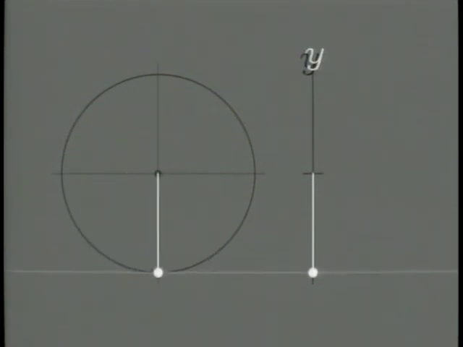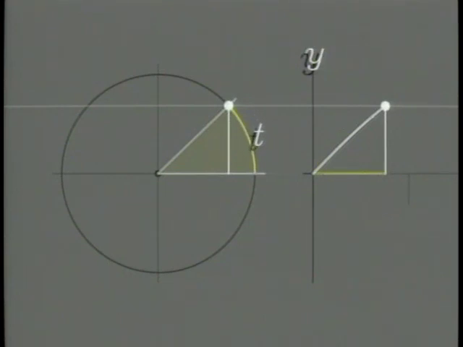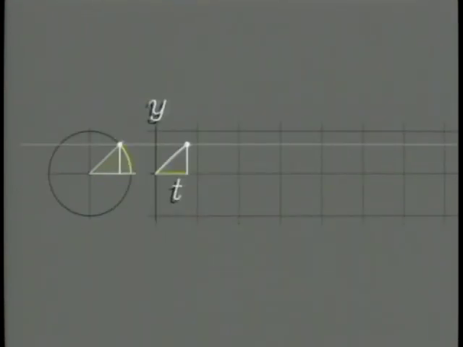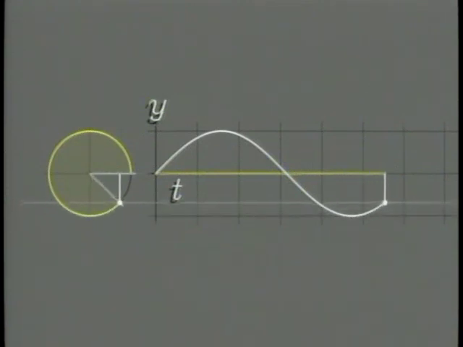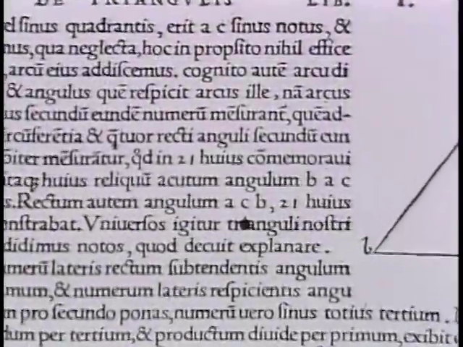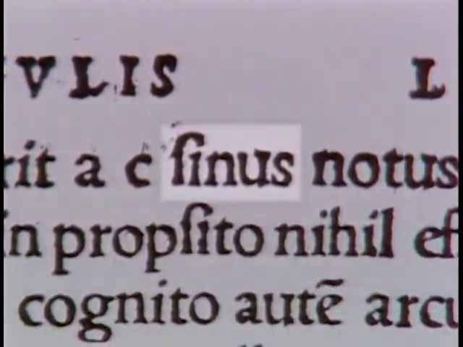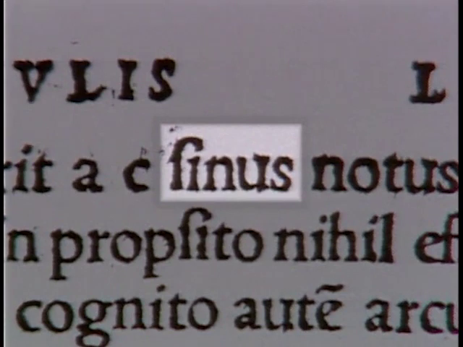When you plot y against the angle t, you get a graph called a sine curve. The number y is called the sine of t, and written this way: y equals sine t. The word sine is the English form of the Latin word sinus, which means bend or curve. In this program, we will become better acquainted with some sinuous curves.